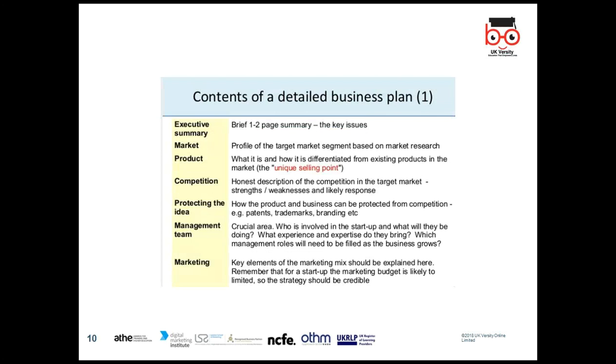An executive summary, and a profile of the target market based on market research. We can do two types of research: primary research and secondary research. Both are very important. And how does it differentiate from existing products? If we have a unique selling point, USP, we need to set out how. So if we think about an accounting business, what can the unique selling point be?